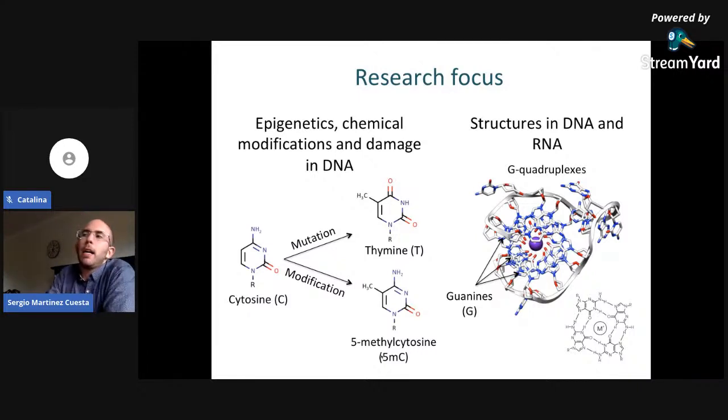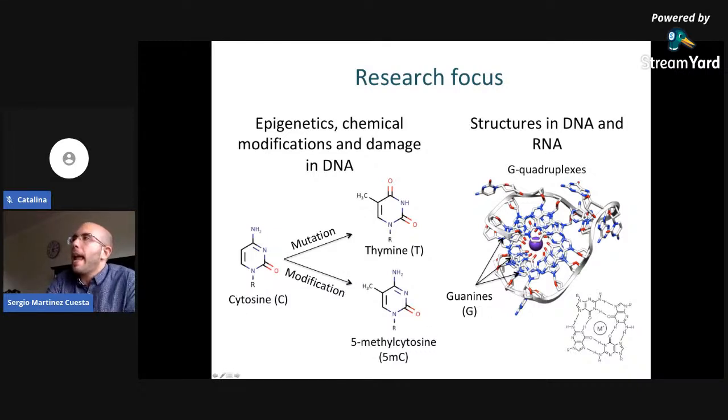But in DNA, there are about 15 to 20 different types of modifications, not only in cytosines, but also in thymine, in adenine, and also guanine. And then in RNA, it's even more. I think last time I looked, there were more than 170 different types of modifications happening in the nucleotides present in RNA, which is very exciting.